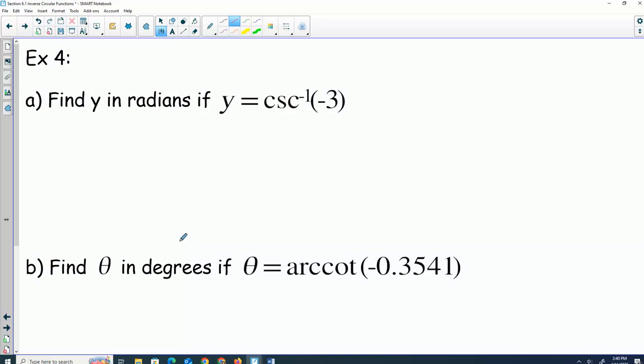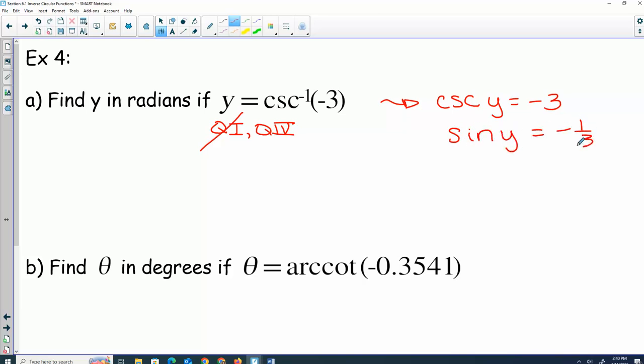So, if I said find y in radians, so we're in radians, if y is equal to cosecant inverse of -3, in what quadrants does cosecant inverse exist? In which of those is it negative? Okay, what this means is cosecant of y is equal to -3. Now, do we even have a cosecant? No. So cosecant is the reciprocal of sine. So that means sine is -1/3. Okay, is sine -1/3 anywhere on our circle?